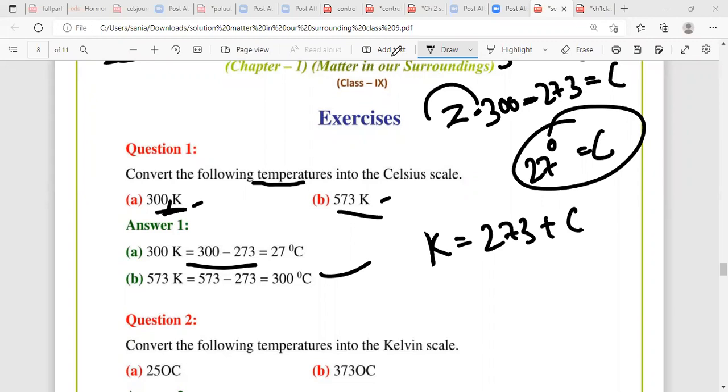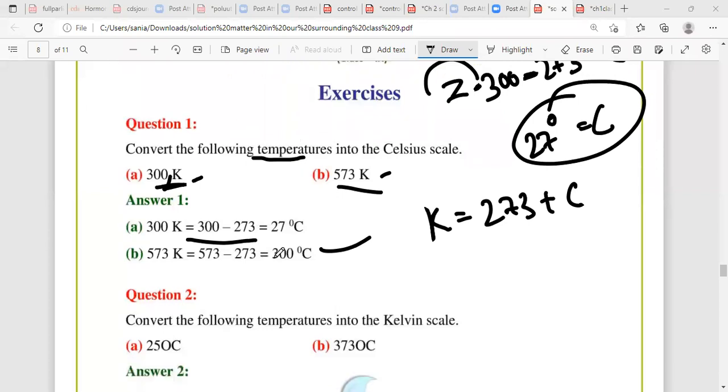Done? Yes, ma'am. Okay, now the similar one is here, right? You have to convert it into Kelvin. C is given. So in this formula, C is given. You have to find K. Very easy. First one Adil, second Jaslin.